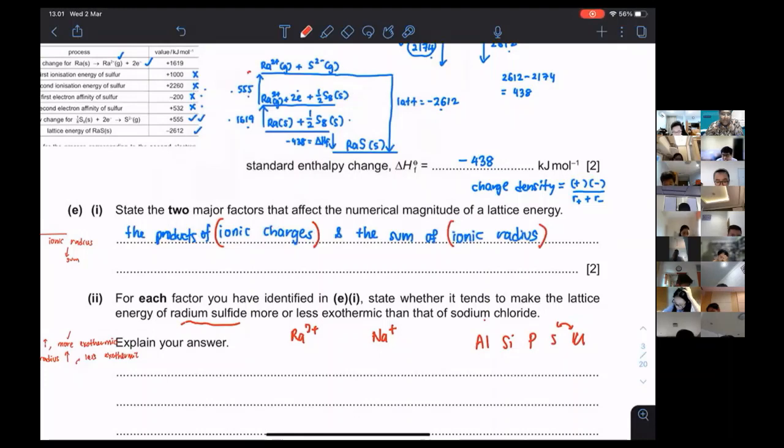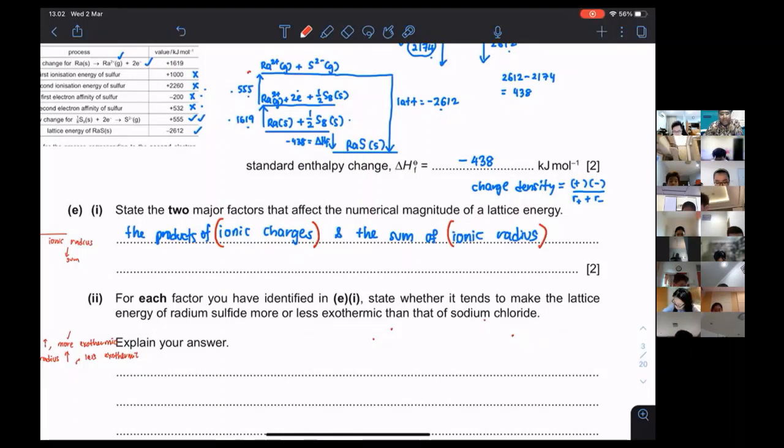For each factor that you have identified, state whether it tends to make the lattice energy of radium sulfide more or less exothermic. This one is very important, because we need to know that lattice energy is always going to be negative. For those of you who do not know about this, you know now. Why? Because you are bringing gaseous ions together, so it's a bond formation, and lattice energy is always negative.